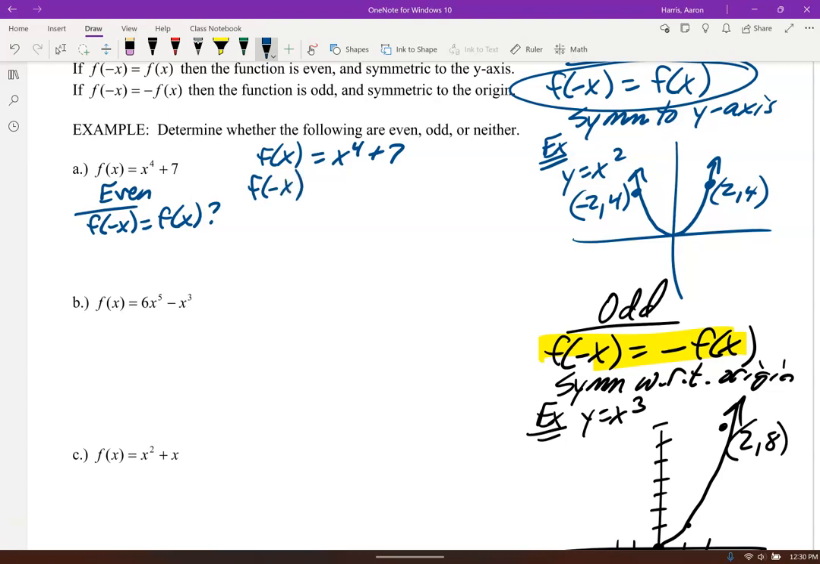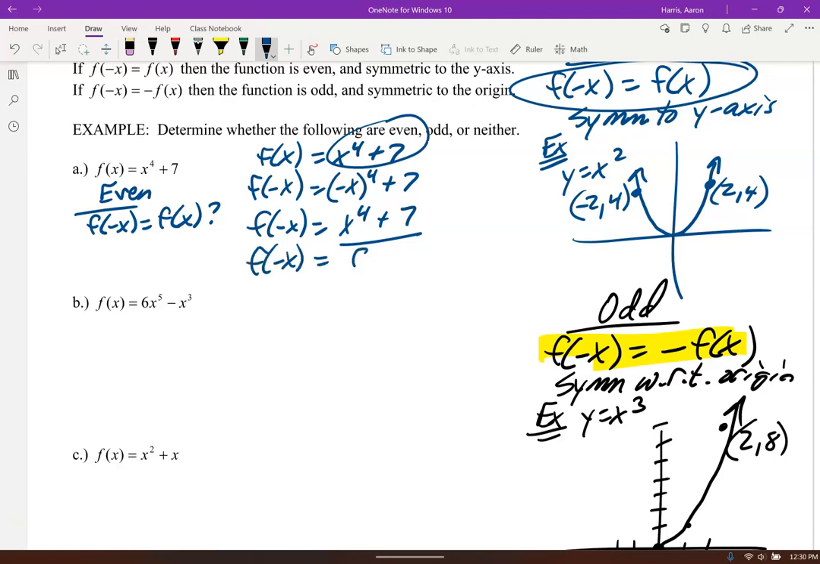Let's plug in negative x for x. And let's see, we get negative x to the 4th. Well, that's (-1) to the 4th times x to the 4th. So it just ends up being x to the 4th plus 7. Is this the original f of x? Is that the original f of x? You bet it is. That's f of x. So even. This is even.